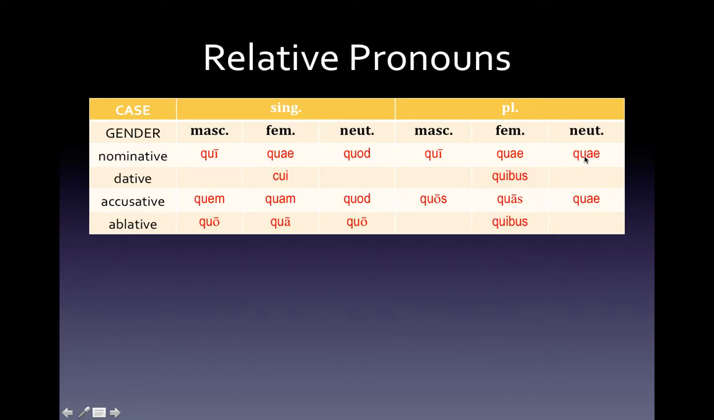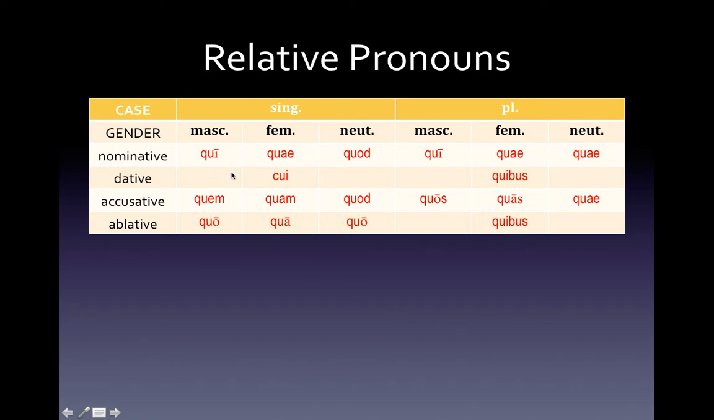All right, this is the chart. It's taken directly off of the charts that I gave you. The boxes won't connect over here, but cui is only mentioned here because it's the same for the masculine and the neuter in the dative. Same with quibus over here. It's quibus all the way across. If you're used to doing your charts vertically, you can continue to do that vertically.